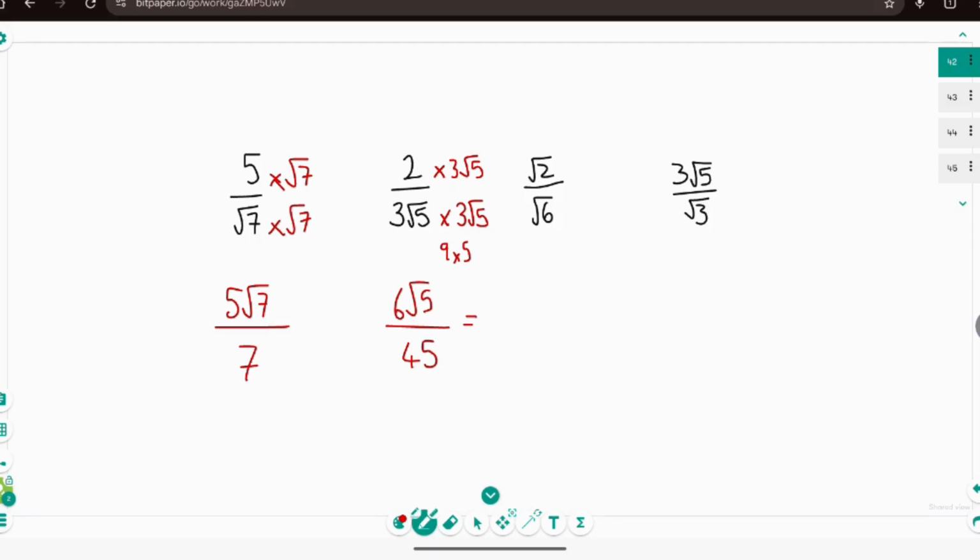9 times 5 is 45. This simplifies. Common factor of 6 and 45 is 3. So divide the numerator by 3. We get 2 root 5. Divide the denominator by 3 and we get 15.